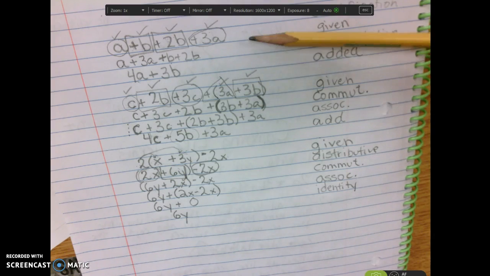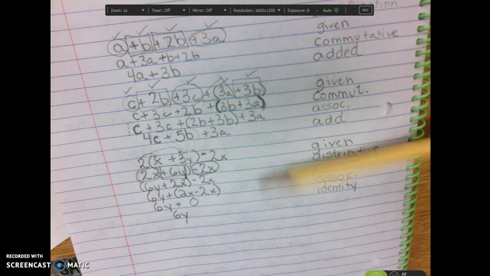Tomorrow we will practice going through a few more of these together so that we can walk through and you can be on your own when you begin simplifying expressions.